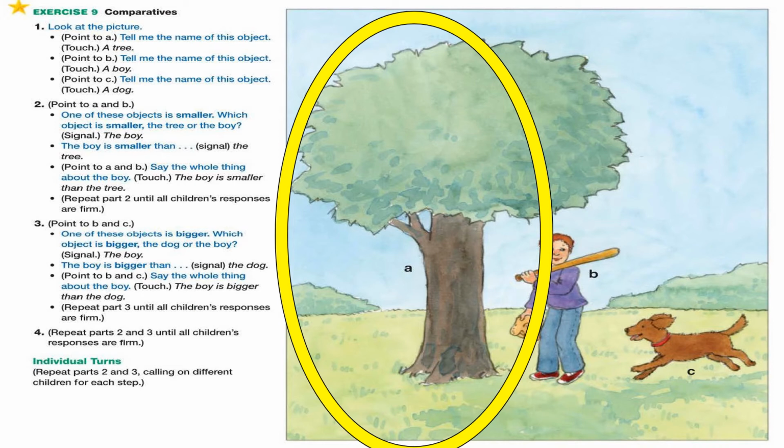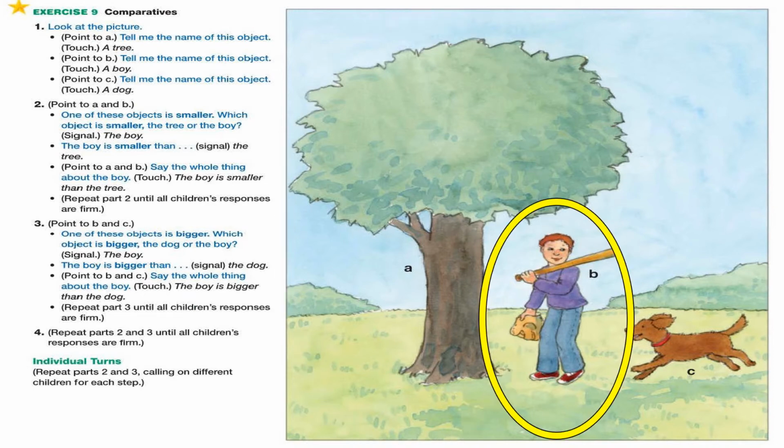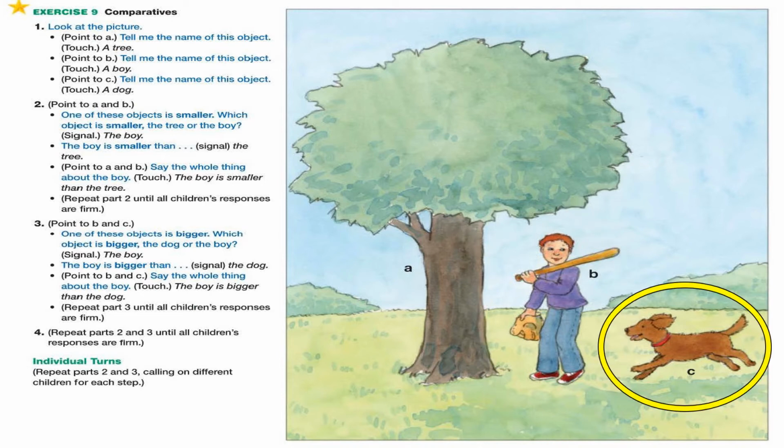Look at the picture. Tell me the name of this object. Get ready. Yes, a tree. Tell me the name of this object. Yes, a boy. Tell me the name of this object. Yes, a dog.